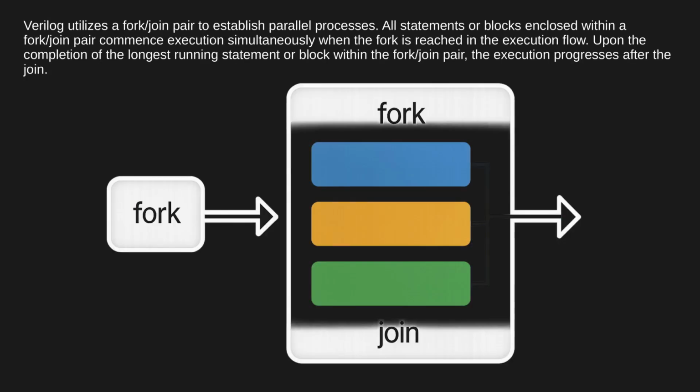Verilog utilizes a fork-join pair to establish parallel processes. All statements or blocks enclosed within a fork-join pair commence execution simultaneously when the fork is reached in the execution flow. Upon the completion of the longest running statement or block within the fork-join pair, the execution progresses after the join.